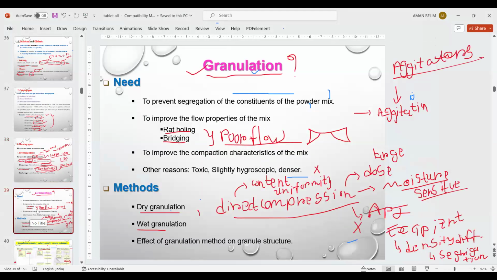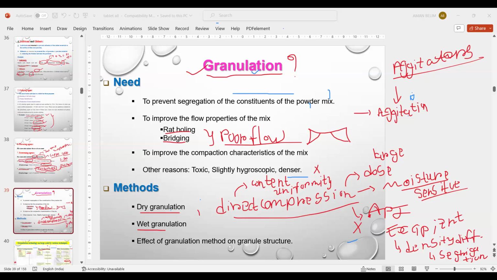Now, granulation. Some important problems are also written here. Why do we need granulation of a powder? Because of poor flow property. Sometimes the API powder and excipient have very poor flow. And how can we determine flow property? By which method? Angle of repose. Yes. What are the different methods to determine the angle of repose?